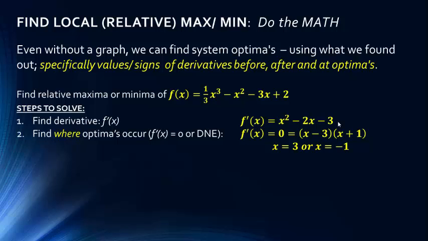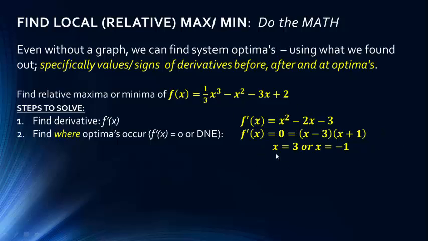So we set it equal to 0 and factor it here. The factors of this quadratic are x minus 3 and x plus 1. Again, I'm not going to go back to algebra for this. You should know how to solve this at this point. Setting each of those factors equal to 0, we get x equals 3 or x equals negative 1. So these are the two critical values of our function.